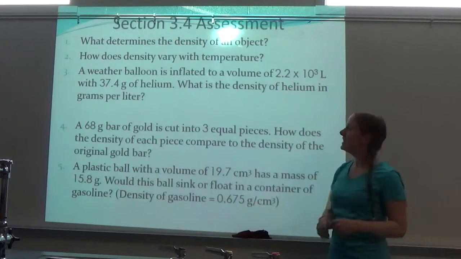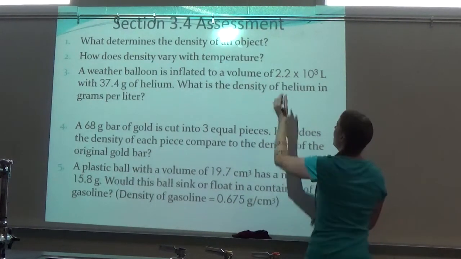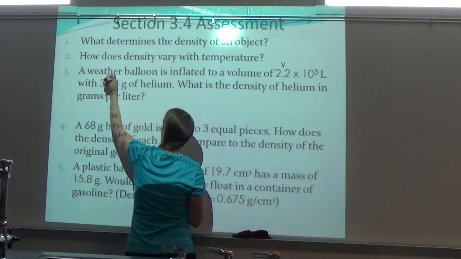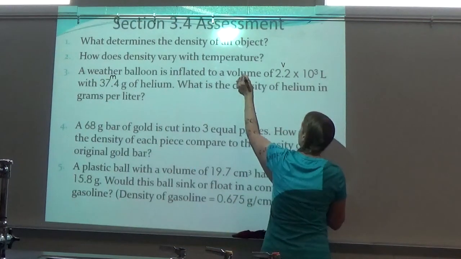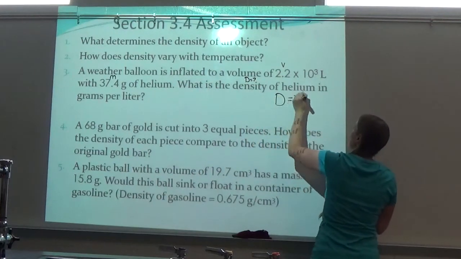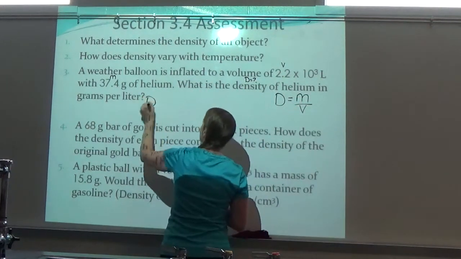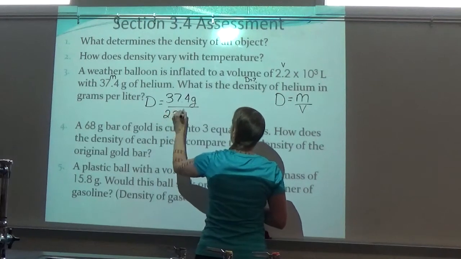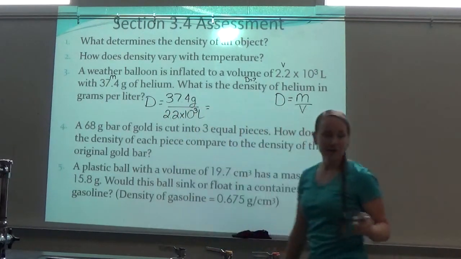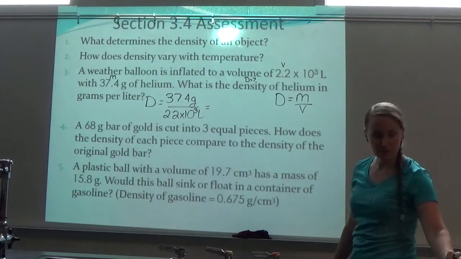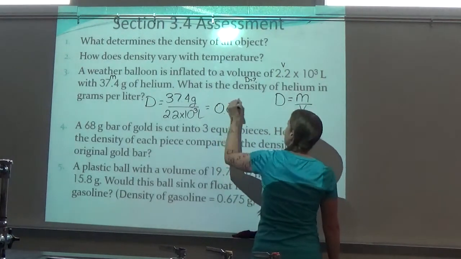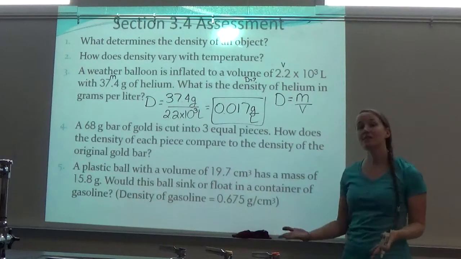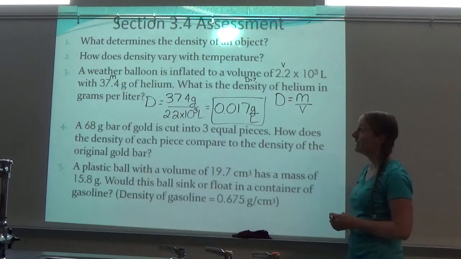All right, so let's knock out these real quick. So it says a weather balloon is inflated to a volume of 2.2 times 10 to the 3 liters with 37.4 grams, which is a mass, of helium. What is the density? So since I'm solving for density, I don't even have to rearrange the formula. I can just plug in. So density equals mass, which is 37.4 grams, divided by volume, which is 2.2 times 10 to the 3 liters. All right, so I divide that, and I get 0.017, and then my unit is grams per liter. So just notice that density can have different units. All right, so make sure you're paying attention to what you get in the problem.